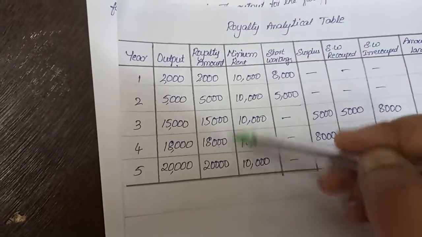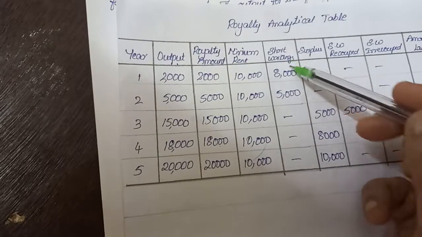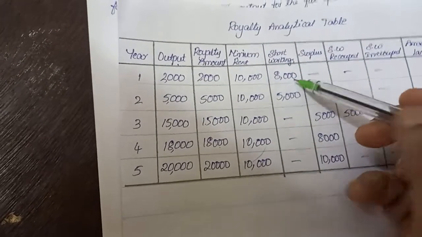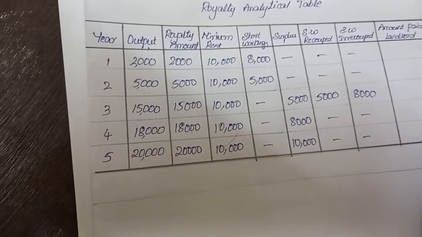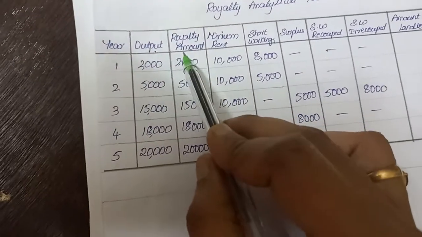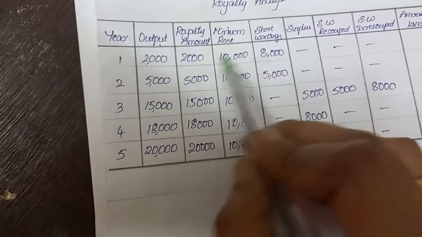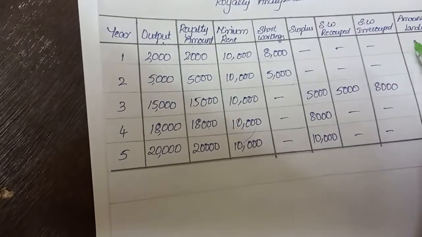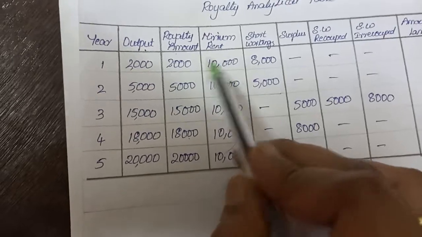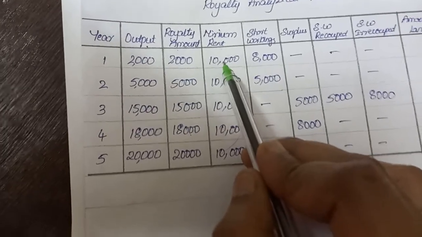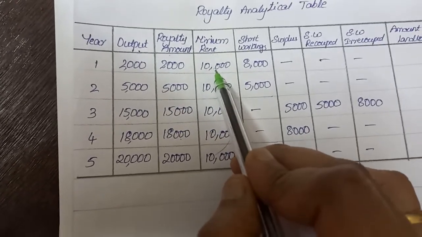This is the royalty amount. This is the minimum rent amount. This is the short workings amount. Okay. And the amount paid to the landlord is whichever is more compared to the royalty and minimum rent. Whichever is more, we have to pay that amount to the landlord. So in first year, among these both, minimum rent is more. So we have to pay landlord 10,000.